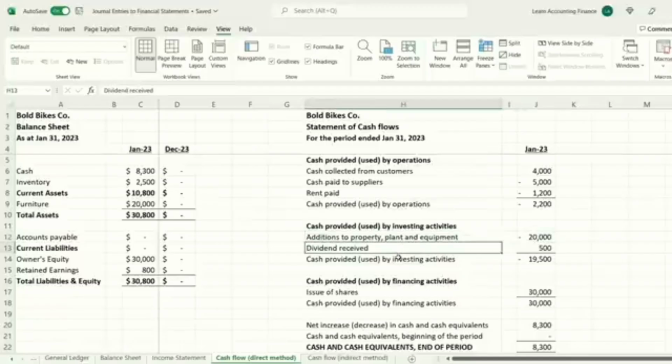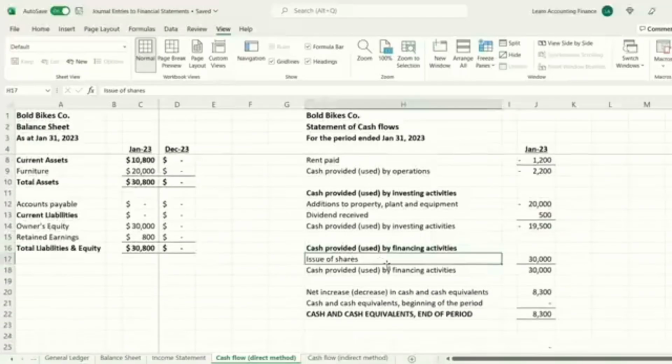However, the company also received dividend income of $500 in the investing activities. So the net cash flow from investing activities is $19,500. Now we look at financing activities, and that's only the issue of shares, or really it's only the investment of the owner to deposit cash for equity, and that's $30,000 positive.